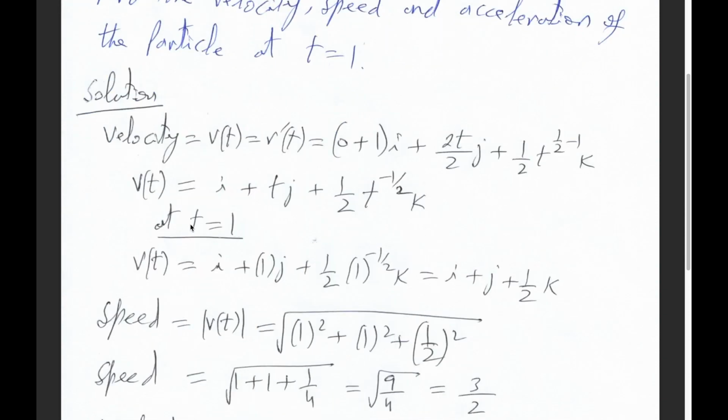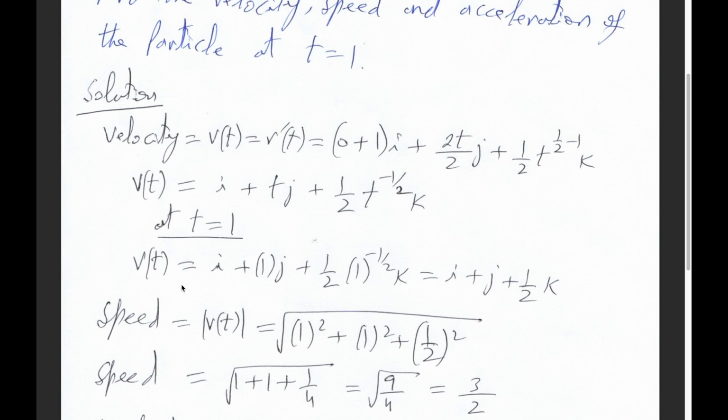Now if you want to find the value at t is equal to 1, you simply substitute the value of t as 1. So here is no t, here is t, so you put the value 1. Here is t, so you put the value 1. And now you simplify this. So this will be i plus 1 into j, so this will be j. And 1 power minus half, so this will be 1. So it will be only 1 over 2, so 1 over 2 k.